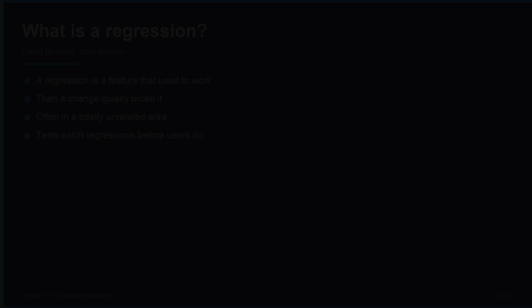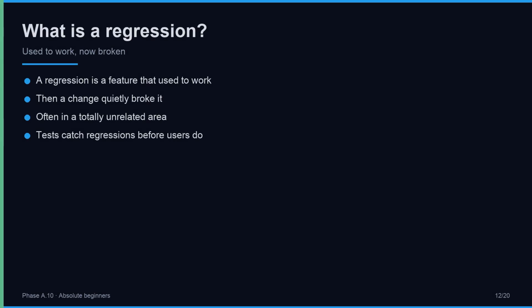Fight regressions. There is a word for the most painful kind of bug: regression. A regression is a feature that used to work and then stopped working, usually because you changed something elsewhere in the codebase. Regressions are sneaky. You did not touch the login flow, but somehow login broke. Without tests, you find out from a customer at 3 in the morning. With tests, you find out the moment you run them, before the code ever leaves your machine. Used to work, now broken.